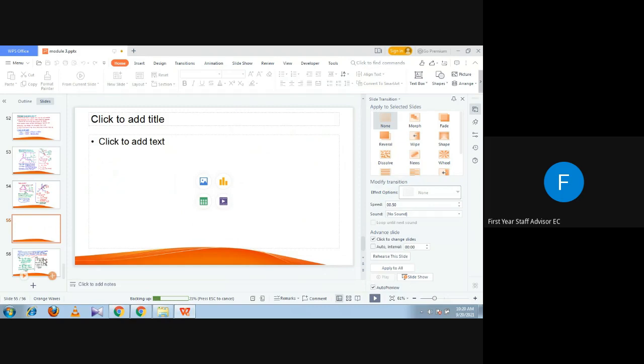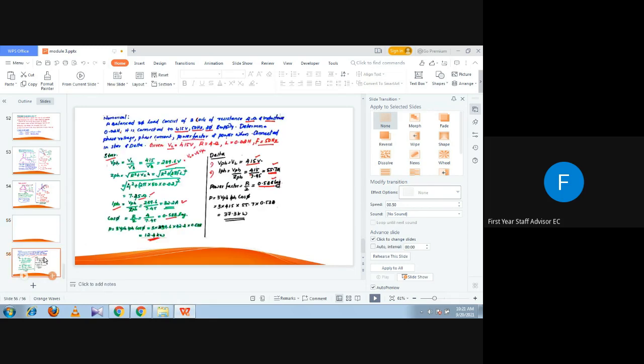6.28. It is 7.45. 4 square plus the square root of 4 square plus (2 pi) where 2 into 3.14 into 50 into 0.02, squared.